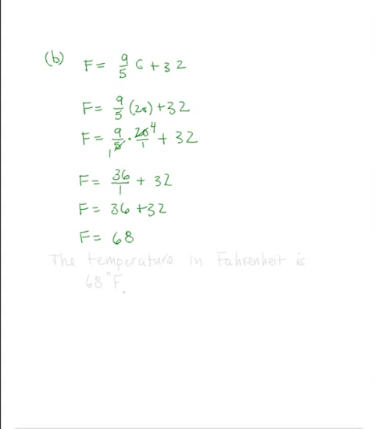This says find the equivalent Fahrenheit temperature. We need to interpret the result of solving our equation. Well, F, we are told, represents the temperature in Fahrenheit. Therefore, we can write the temperature in Fahrenheit is 68 degrees F. And of course, F stands for Fahrenheit. That solves part B of our problem.